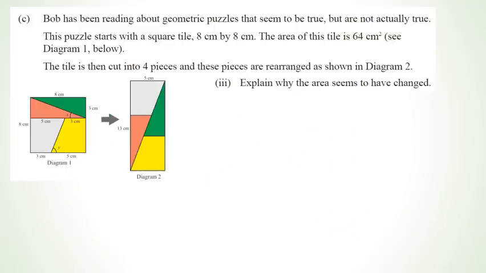Okay, so with this question, you kind of have to use your two angles that you calculated in the previous question. The reason is they're saying they rearranged this, and then they're asking you to explain why the area seems to have changed. So the first thing is you've figured out what x is. Now x was 20.56 from the first part of this question, so that's what x is.